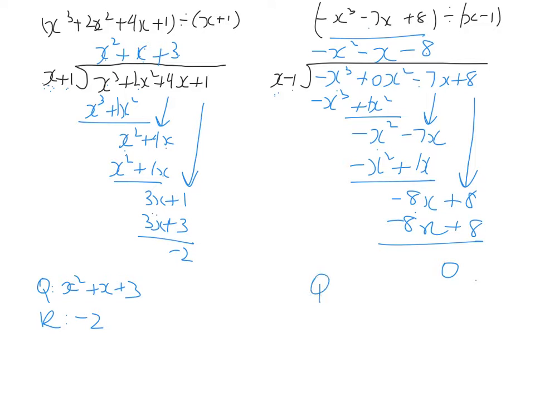So our quotient is negative x squared minus x minus 8, and our remainder is 0. Now, this thing about 0, what this tells us is that x minus 1 is a factor of this, and then this is also a factor of this. So if we wanted to find factors, what we do, we'd then factorize this, and we'd find out 3 x-intercepts for this polynomial there.